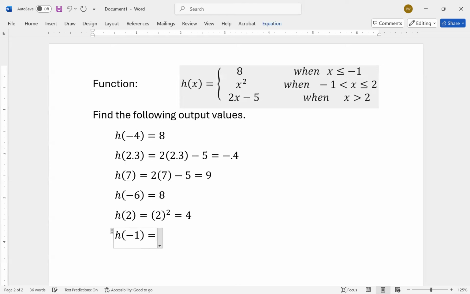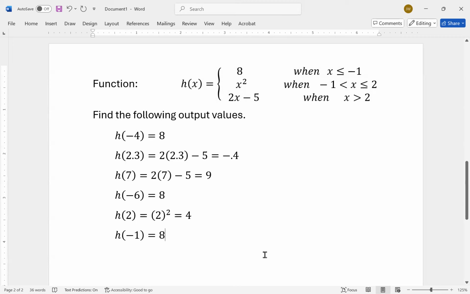Negative 1, well, that again is right on the border. I have to use where it's equal. So this is when x is equal to -1. When x is equal to -1, the output value is 8.